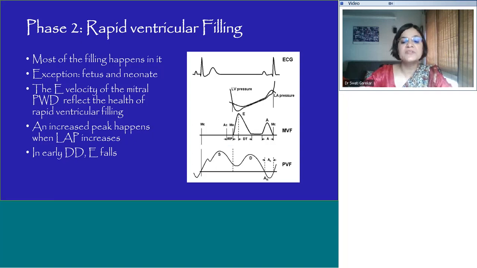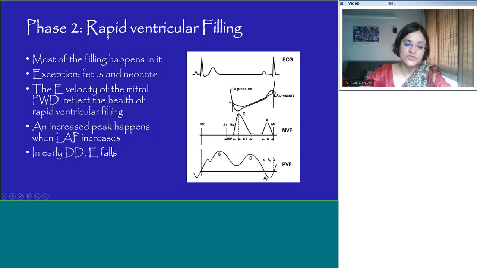The E velocity will shoot up, will increase in height, if the left atrial pressure is high. Whether it is due to something like mitral stenosis, or, in the absence of any stenosis or regurgitation of the mitral valve, if there is diastolic dysfunction severe enough to elevate the left atrial pressure, then the E wave shoots up.